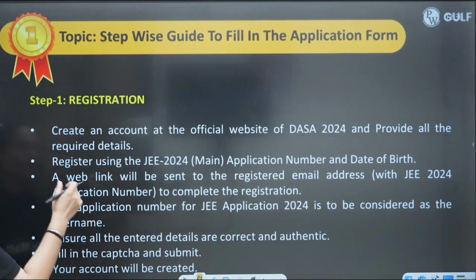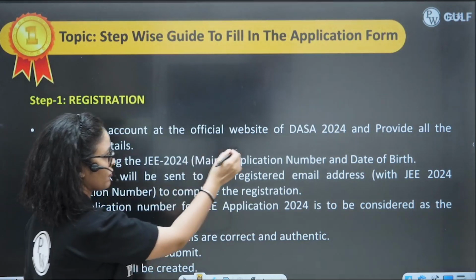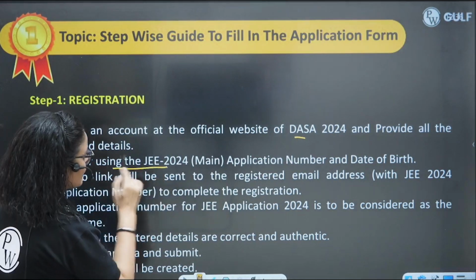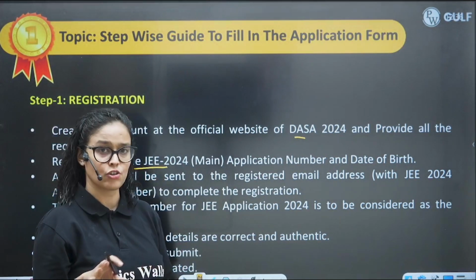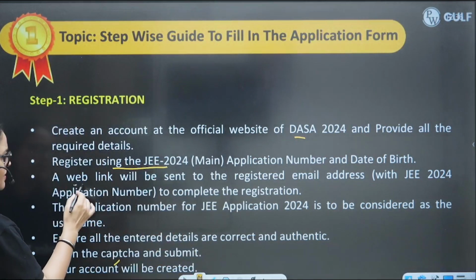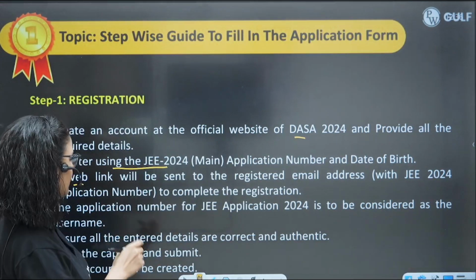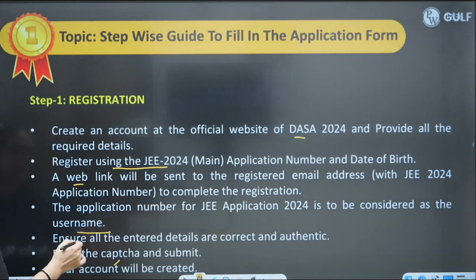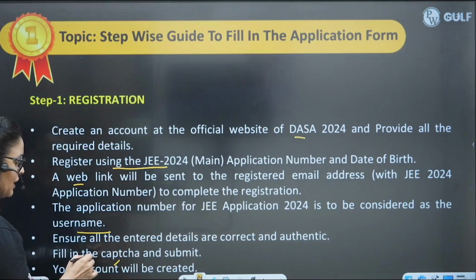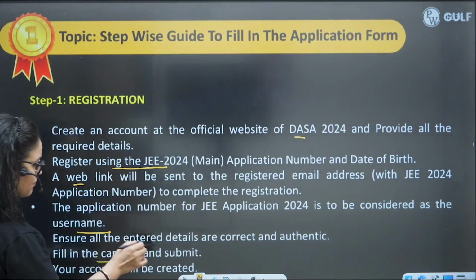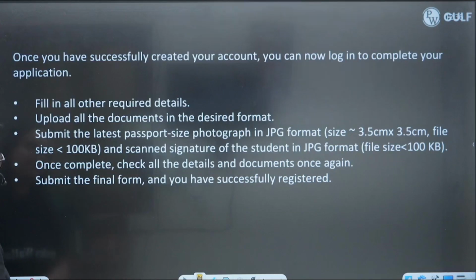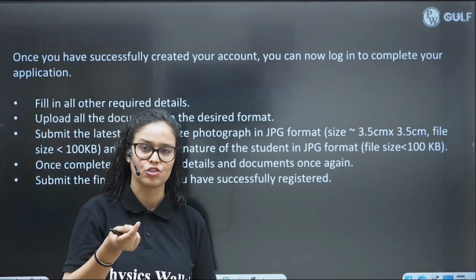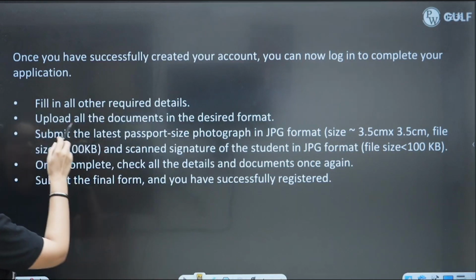How to register? I have mentioned all the points. Create an account at the official website, which I have shared with you, and provide all the required details. Register using the JEE 2024 Main application number and date of birth. You have to log in using this. A web link will be sent to the registered email, and the application number for JEE 2024 is to be considered as the username. Ensure all the entered details are correct and authentic. Fill in the captcha and submit. Your account will be created. Then make sure that you save your application number which is generated, and whatever else they give you after you submit the application, for future reference.